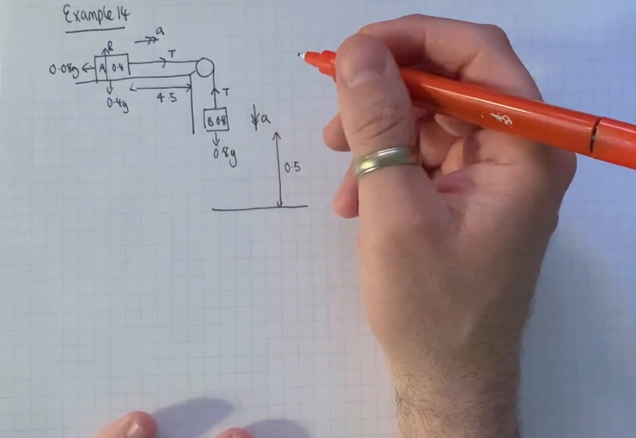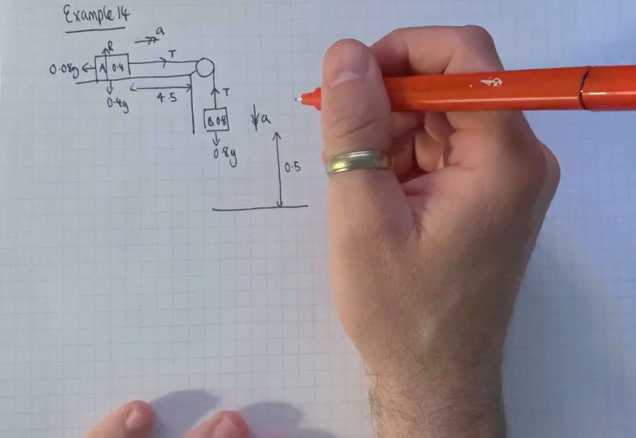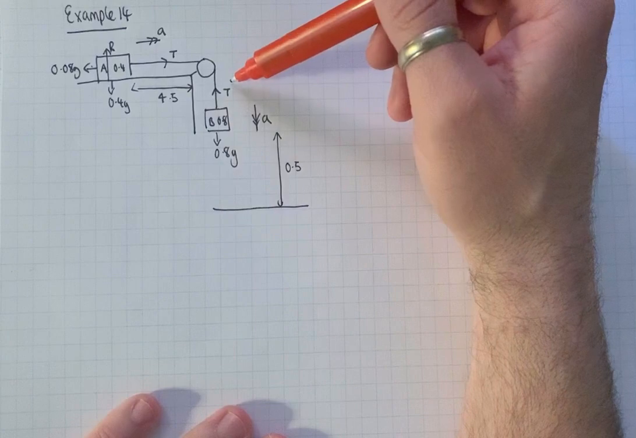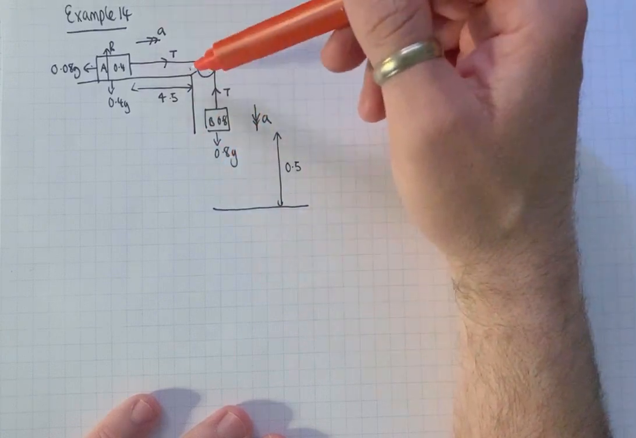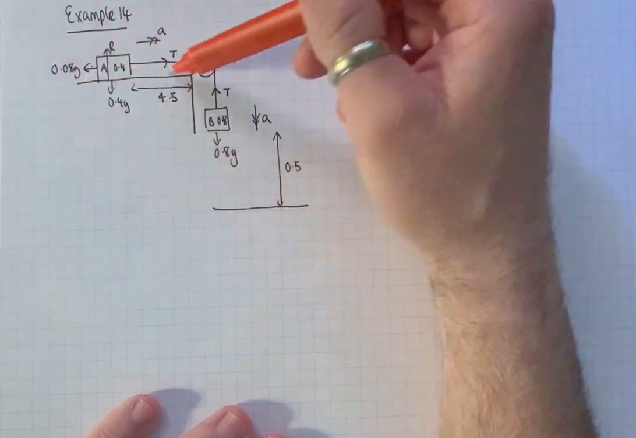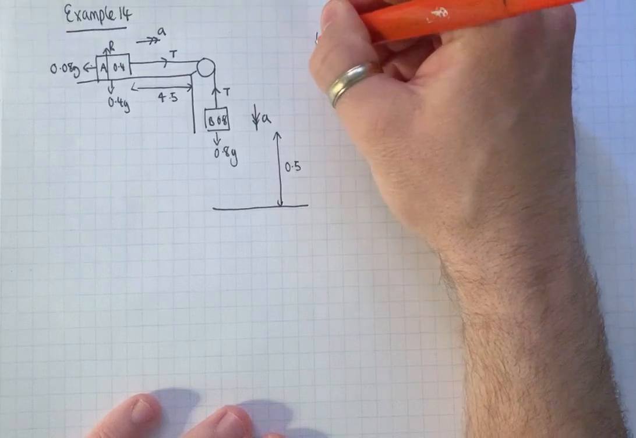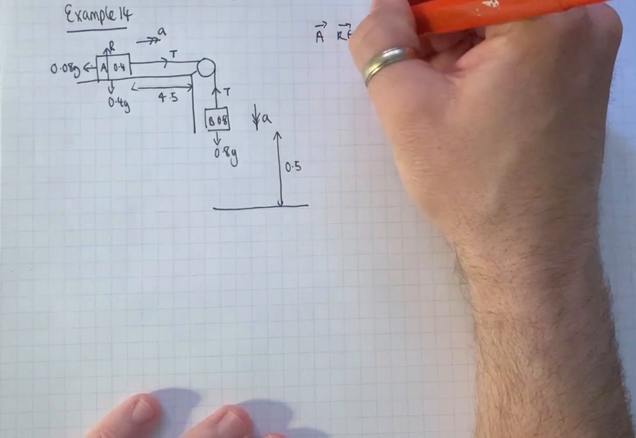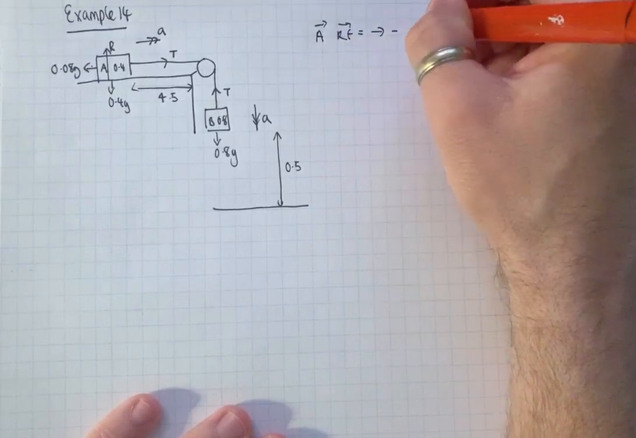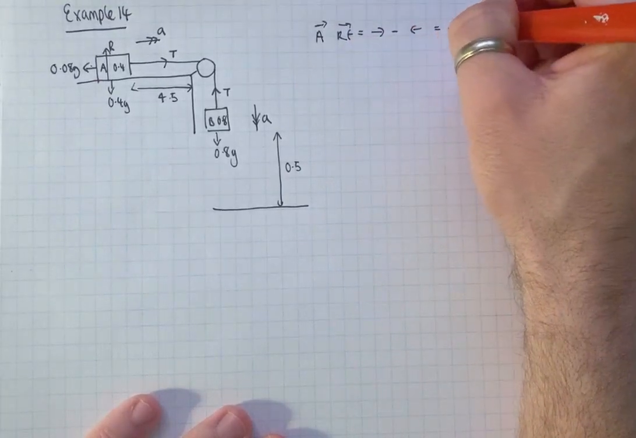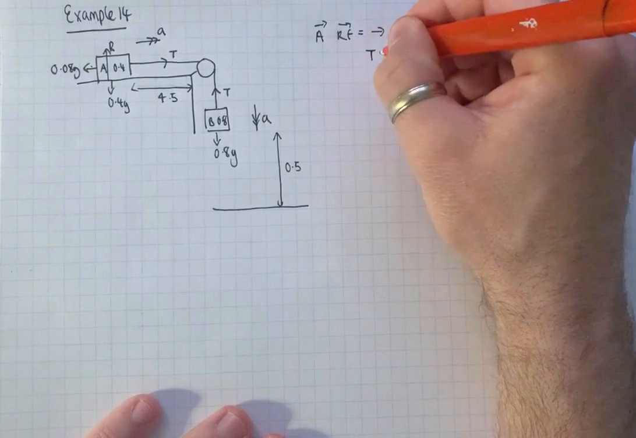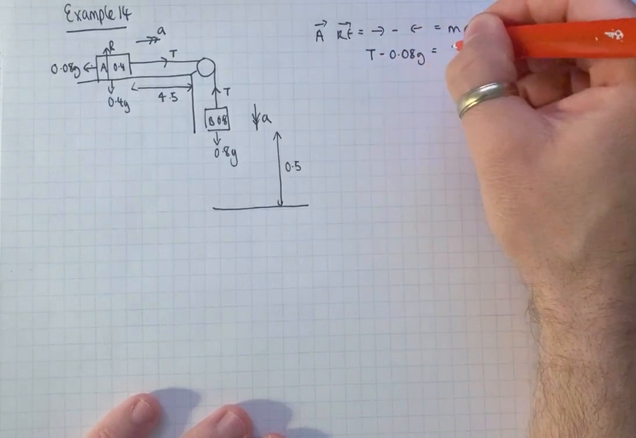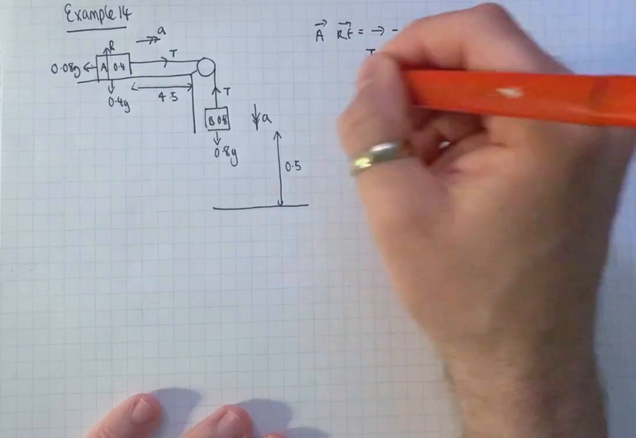Alright, so let's work out the acceleration first. So we're going to have two equations of motion again, one for A and one for B. Let's do A first. So A is to the right. So the resultant force to the right is the forces to the right minus forces to the left equals ma. So I've got T minus 0.08g equals 0.4a.